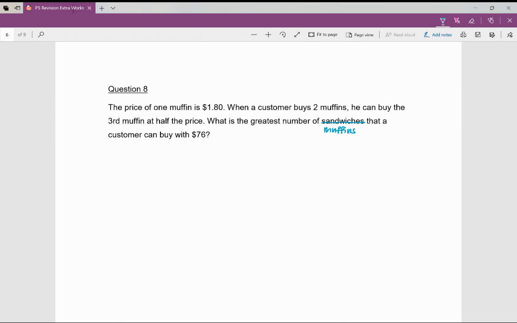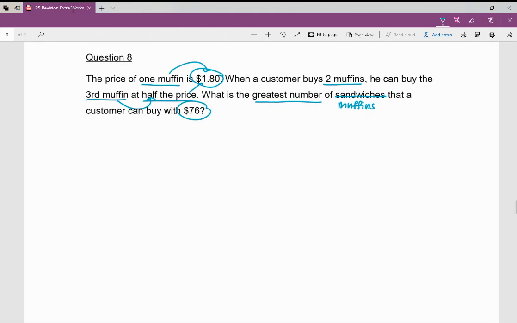So the price of one muffin is $1.80. When a customer buys 2 muffins, he can buy the third muffin at half the price. Only the third one. The first and the second one is still at $1.80. Only the third one is at half the price. Half the price of $1.80. Okay? At the end of the day, what do you want to find? You want to find the number of muffins that you can buy with $76. Okay? So let's establish our one group first.